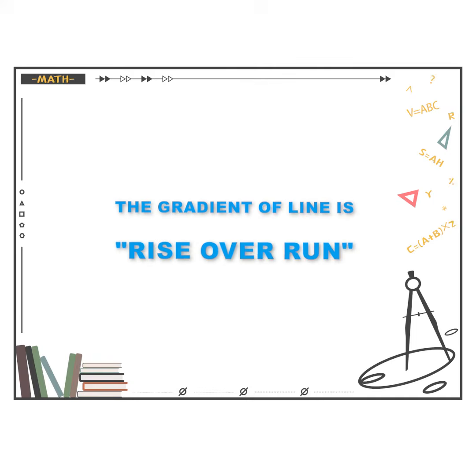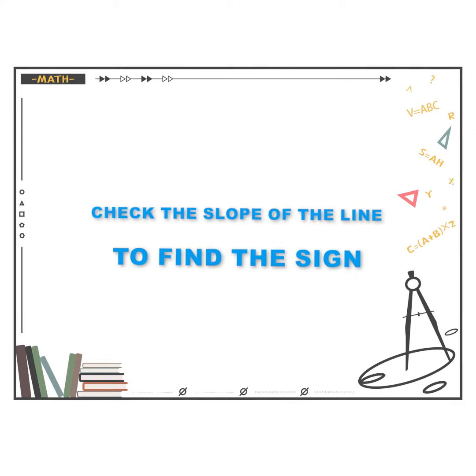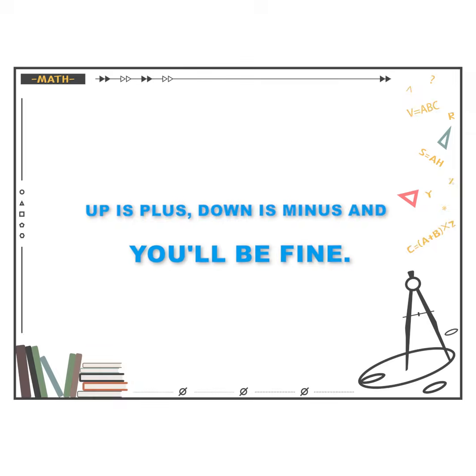Gradient of a line is rise over run. Changing y, changing x, and you're almost done. Check the slope of the line to find the sign. Up is plus, down is minus, and you'll be fine.